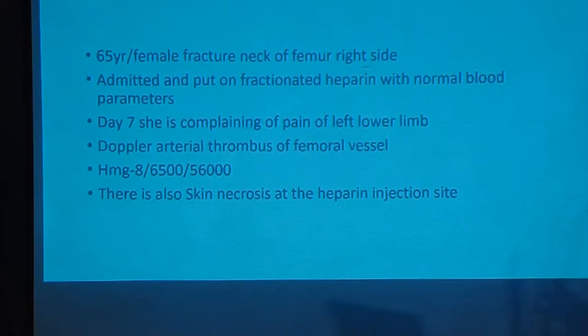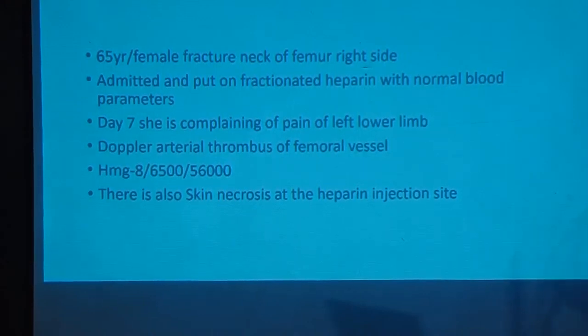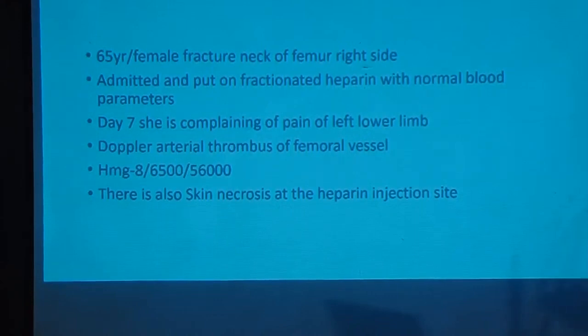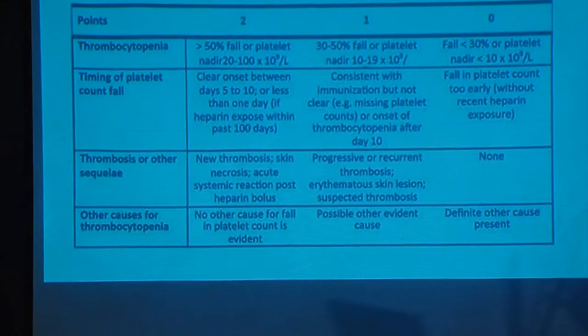And the Doppler showed thrombosis of the femoral arteries, and the hemogram shows a hemoglobin of 8, which was initially normal at 12. WBC is normal and a platelet count of 56,000. And what is your diagnosis? Please, come on, residents. It's HIT. Okay, HIT is heparin-induced thrombocytopenia. Very classical presentation. Usually your platelets may not go below 50,000. And the classical 40, this is the 40.